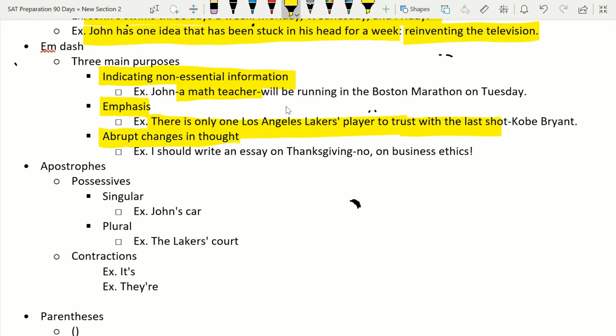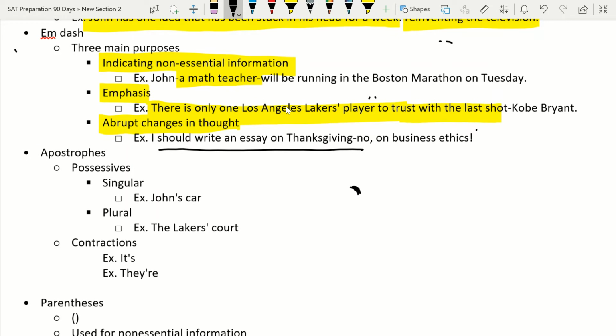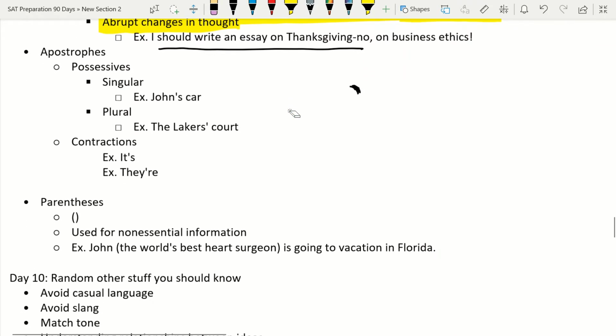All right, another use: abrupt changes in thought. You would use an em dash if you're going to indicate an abrupt change in thought. So let's give an example of that: "I should write an essay on Thanksgiving, em dash, no, on business ethics!" That's showing an abrupt change in thought from thinking I should write an essay on Thanksgiving to business ethics, two completely different ideas. Also, you can tell it's an abrupt change in thought because I do have the exclamation mark at the end.